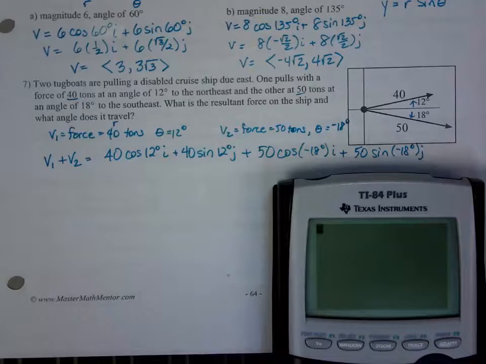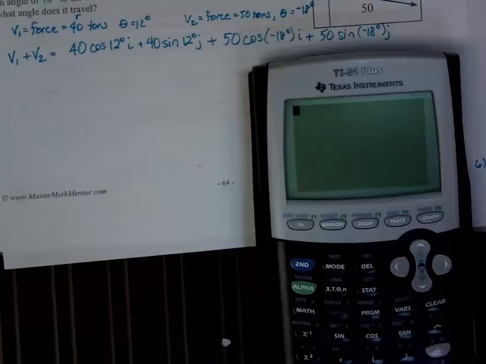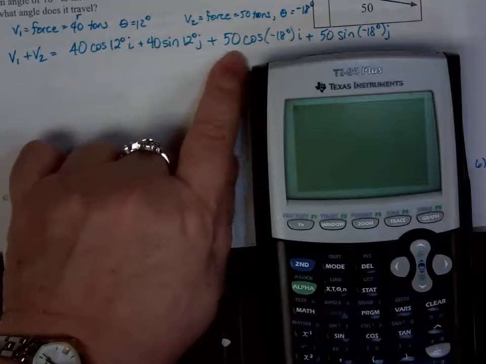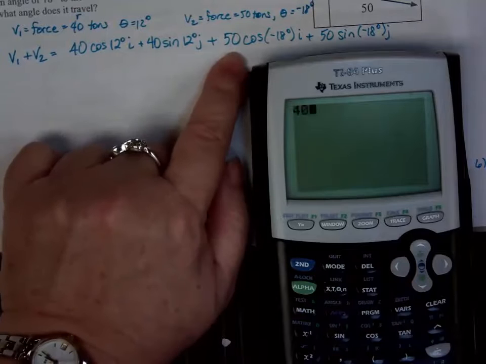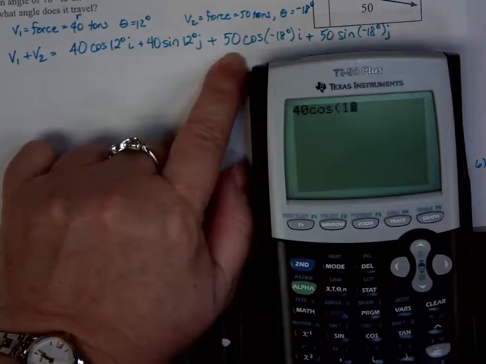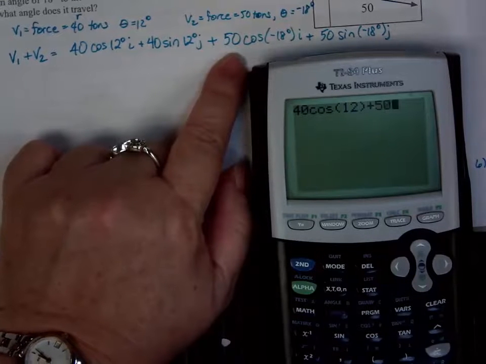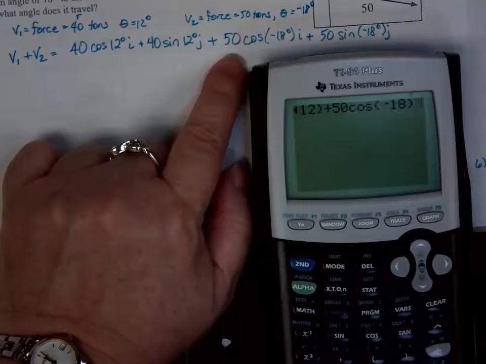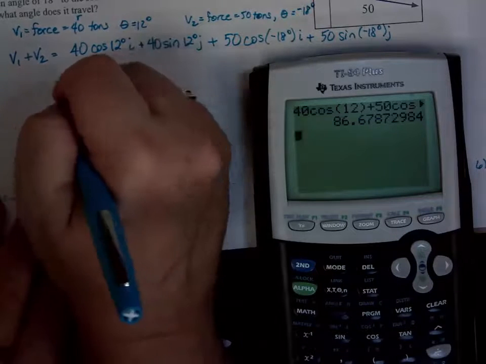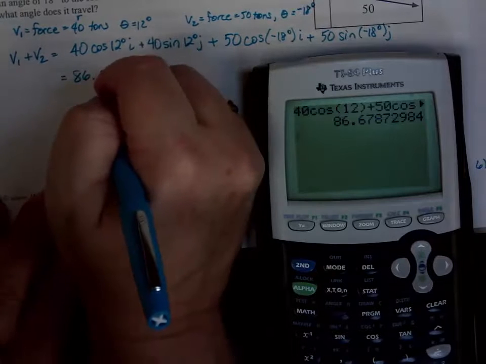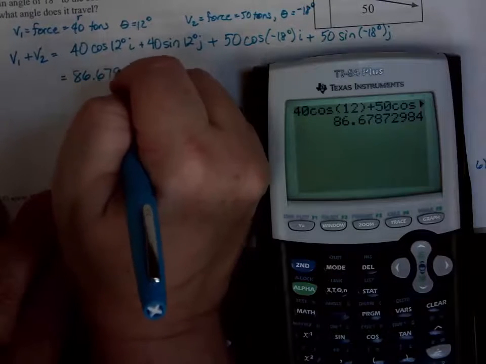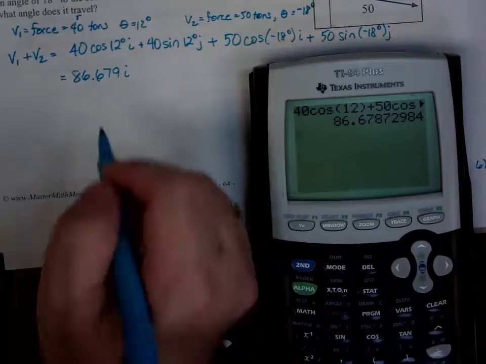We're going to type in the two terms with I first. So we're going to type in this I term and this I term. So it's going to be 40 cosine 12 without the I. We don't type the I's and J's in. Plus 50 cosine of negative 18. Close your parentheses after the 12 and the 18, or you will get the wrong answer. 86.679 I. And then we do the same thing with the sine.